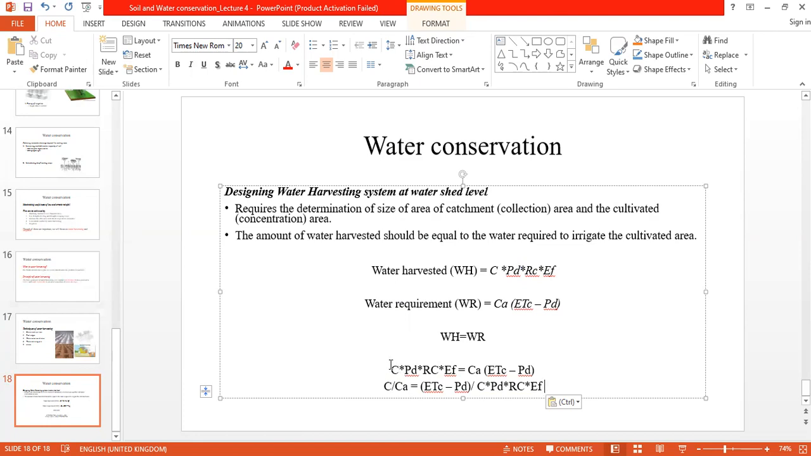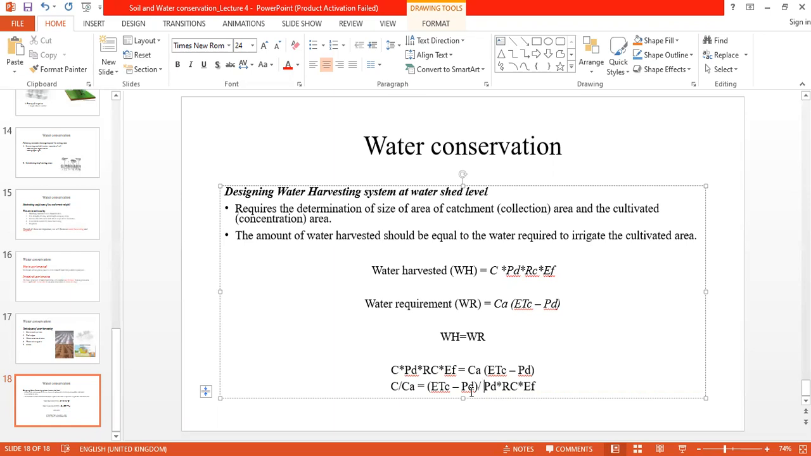I want to know the ratio of the catchment area to the cultivated area. So in this case, these parameters, you have all of them. Okay, let me remove this. It's going to be like this. So all these parameters on your right, you know them. When you place in these parameters, you come up with a ratio. For example, it would be 0.5.